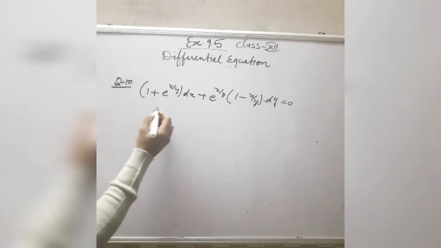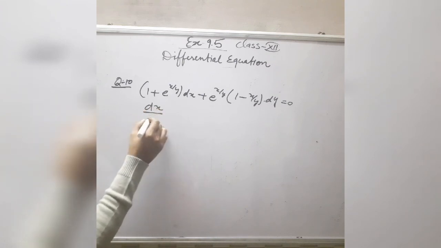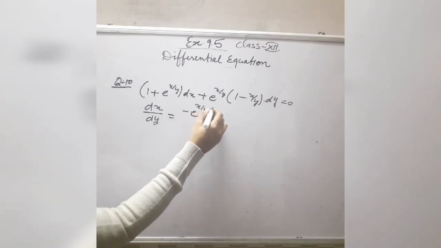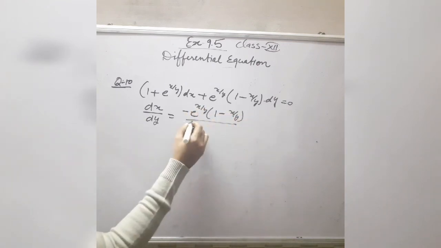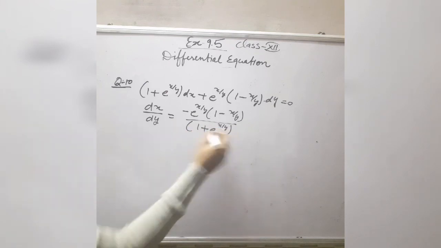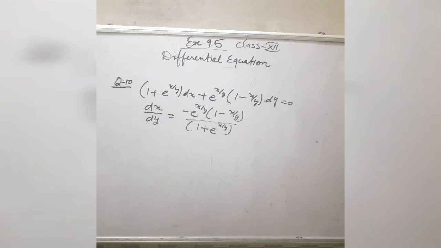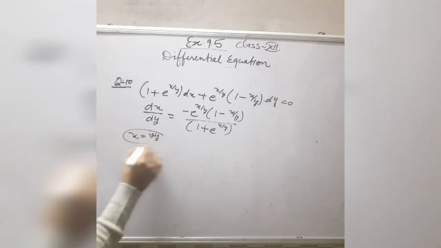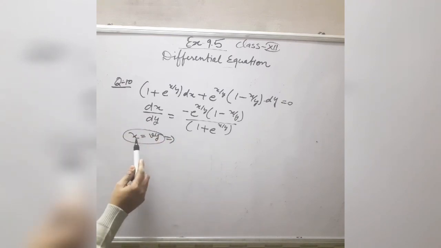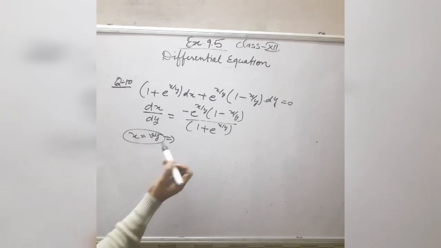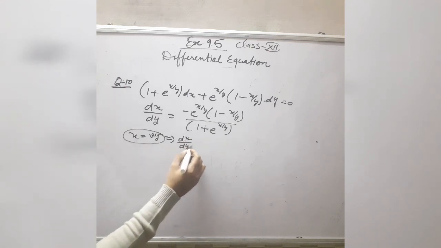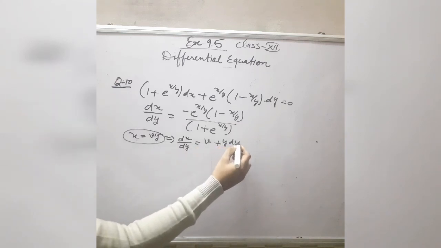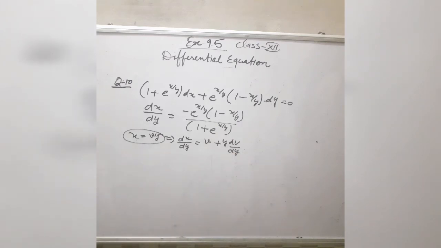Now here firstly, in place of dy by dx, you will write dx by dy. This is equal to minus e raised to power x upon y (1 minus x by y) divided by (1 plus e raised to power x by y). So in this type of question you will put x is equal to vy. When you put x is equal to vy, you will differentiate both sides with respect to y. Derivative of x with respect to y is dx by dy, v remains as it is. Derivative of y with respect to y is 1, and y remains as it is. Derivative of v with respect to y is dv by dy.